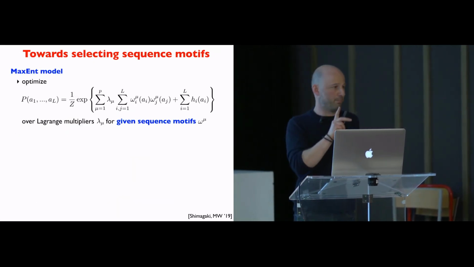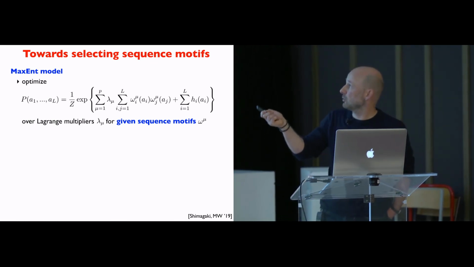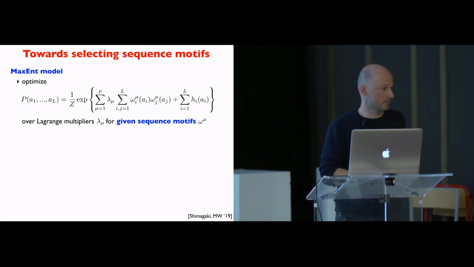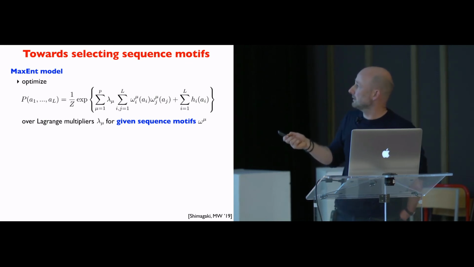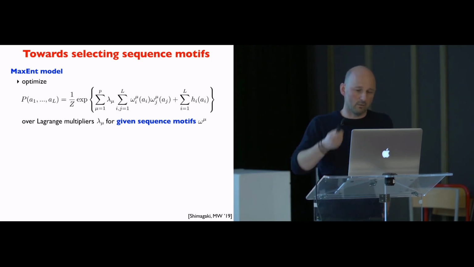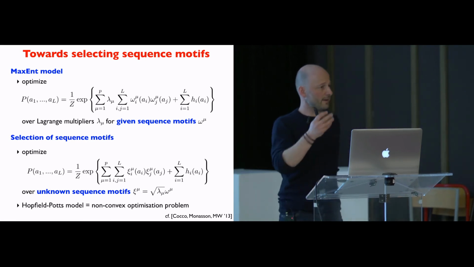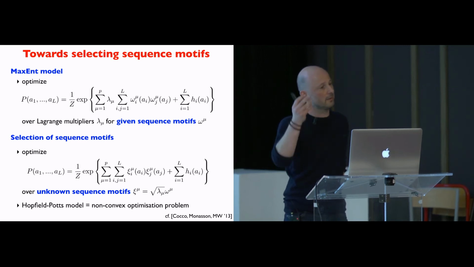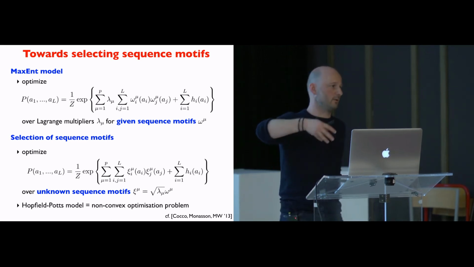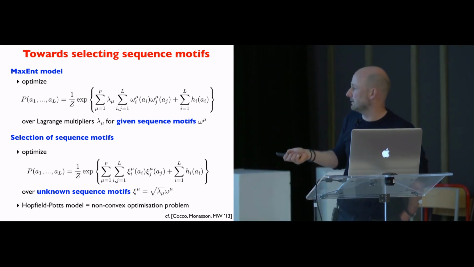Okay, so if we put this into the Max-Ent modeling, for each of these second moments, I have to give one Lagrange multiplier. This would be my model. But still here, I assume that these sequence motifs are given. Now, the little step is, I forget that they are given. I want to optimize them. I want to find the best ones. So I want to find those motifs which maximize the likelihood, the probability of my data given the sequence motifs.